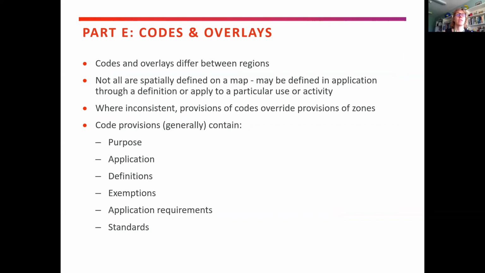So zones and zone details, all important. The other and really important control, and you hopefully have got the gist of this by now, just with the few examples that we've already worked through, codes, or we call them overlays as well, they're not necessarily spatially defined on a map. Maybe in the case of flood zones, landslip zones, they are, but maybe in the case of bushfire, they're not. It just really depends.